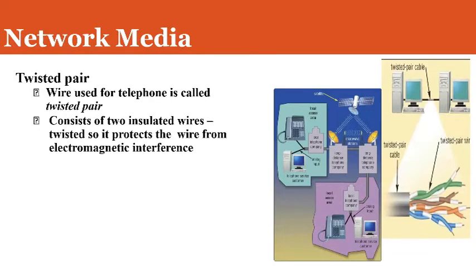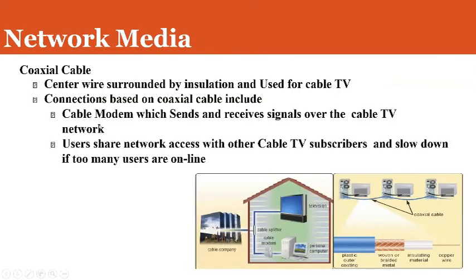So ito yung mga ginagamit natin. We have the twisted pair. So twisted pair, that is the wire used for telephone. So ito yung itsura ng twisted pair. It consists of two insulated wires twisted so it protects the wire from electromagnetic interference. That is twisted pair. So may dalawang klase ang twisted pair. We have the unshielded and the shielded, or UTP or STP.